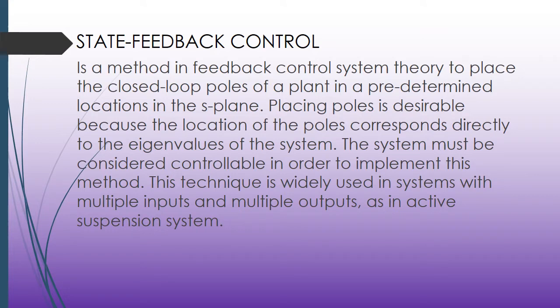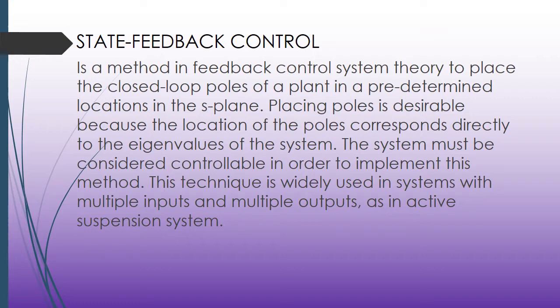Okay, so let us start with what is state feedback control. State feedback control is a method in feedback control system theory to place the closed loop poles of a plant in a predetermined location in the S-plane.